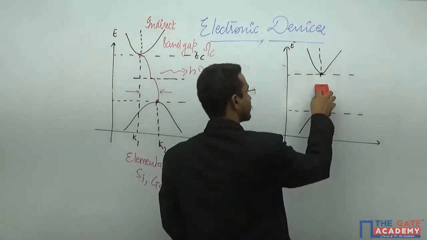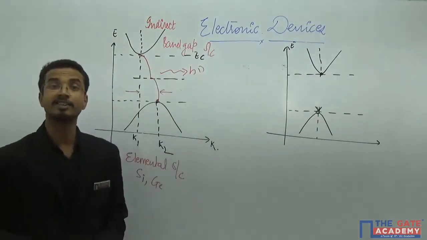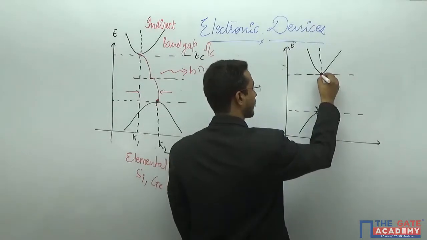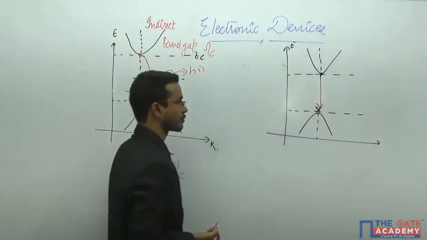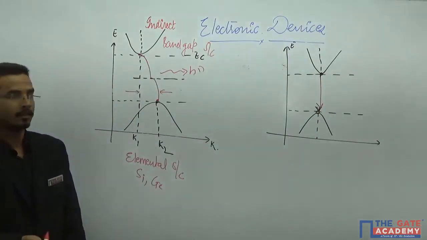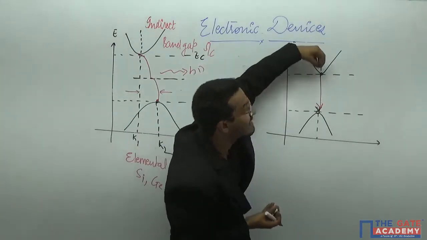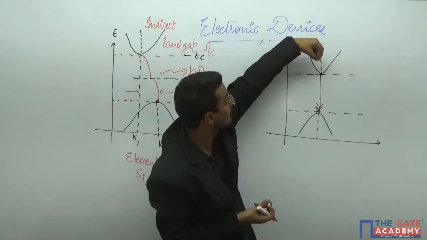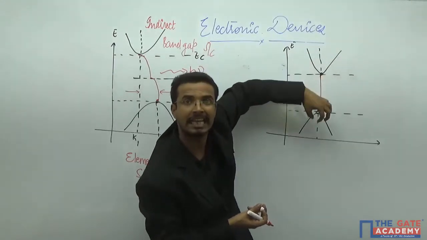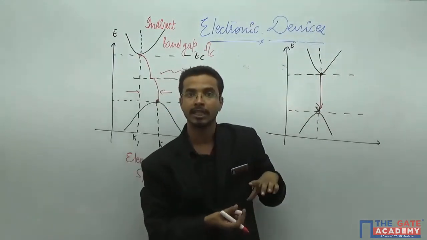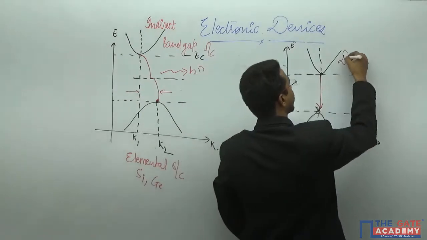So I am just showing here the transition of the electron from the conduction band to the valence band directly in this particular situation. Yes or no? This is the only difference. Whenever the electron comes directly from the conduction band to the valence band at the position of the hole, that is known as the direct band gap.